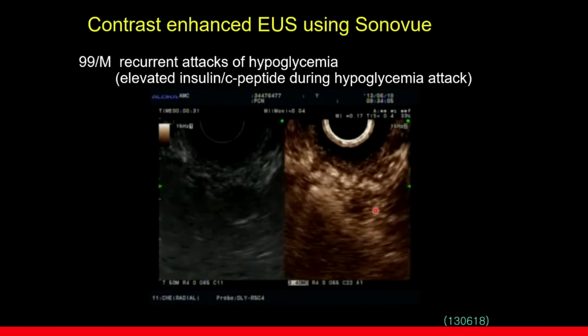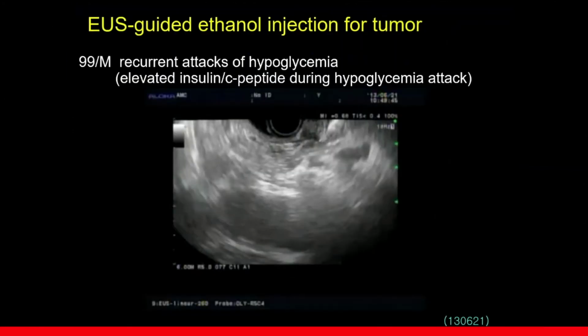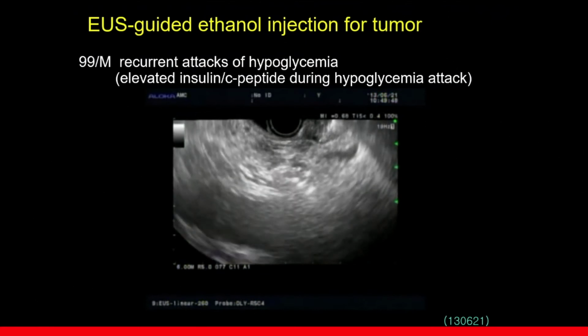But the problem was how we treat this case. This is almost 100-year-old patient. Operation of pancreas head was risky, and chemotherapy may not be a good idea. Observation was not possible due to recurrent collapse of the patient. So we decided to do EUS-guided ethanol ablation.